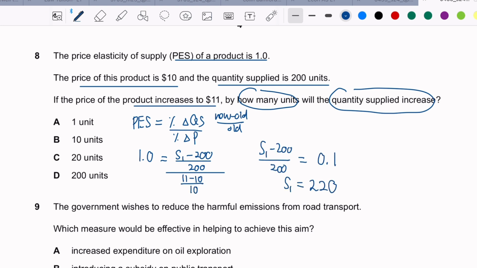S1, we got 220 units. However, this is not the answer. The question is asking how many units it increases by. So you need to take this 220 minus 200, which is the original or old quantity supplied here. So you got 20 units. This is the answer.